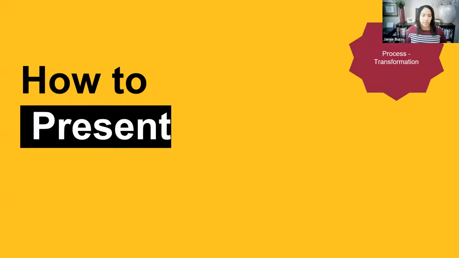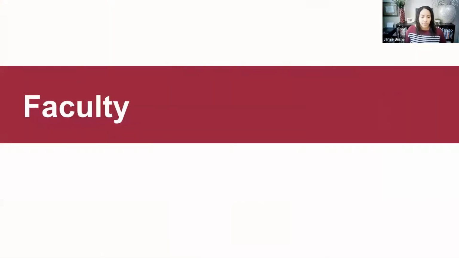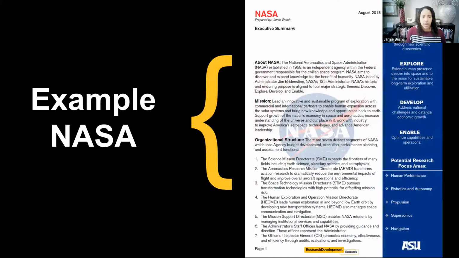And so this goes back to our earlier slides where I talked about transformation and how you transform information. This is, at least at ASU, how we do that. So for our faculty, I just have a few examples. On the screen is an example of a NASA document that we put together. So this was, again, a lot of what we talked about. It has the executive summary. It has a section about NASA. It has NASA's mission, their organizational structure, strategic themes and goals, and then potential research focus areas.